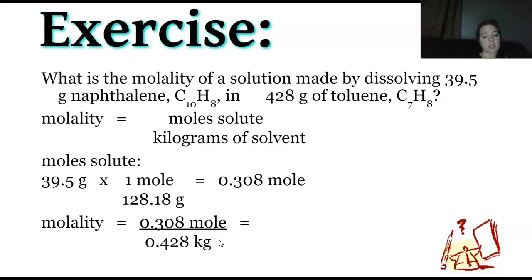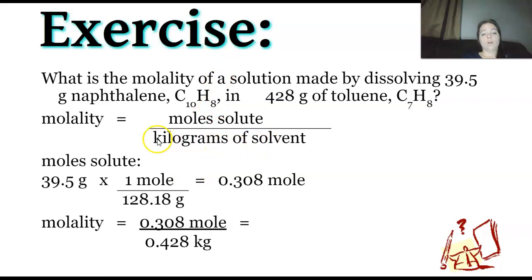All right, what is the molality of the solution made by dissolving 39.5 grams of naphthalene in 428 grams of toluene? So these are the molecular formulas for both the naphthalene and the toluene. Remember, molality is moles of solute over kilograms of solvent. Again, I'm going to have to go from 39.5 grams to moles. So it's 10 times 12 plus 8, so 128. Again, the 128.18 is for the extra after the decimal place. When I calculate it out, I get 0.308 moles.